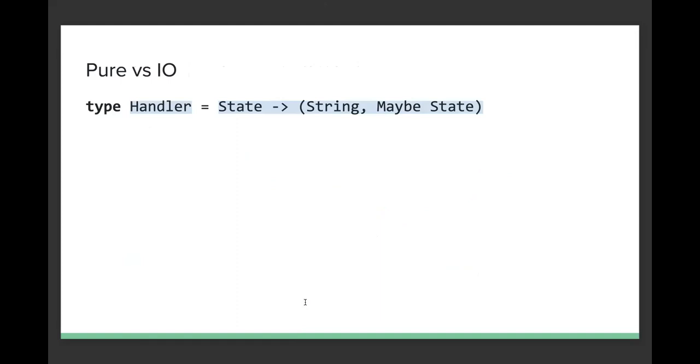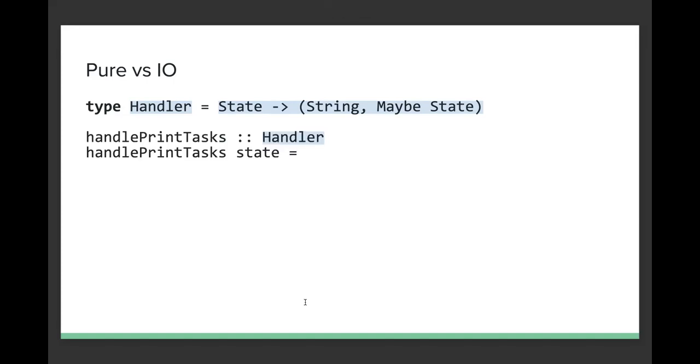So we start with this type. Handler is defined as a function that takes the current state and then returns two things. First, it returns whatever we would like to say to the user. And the second thing is maybe state. Now here, if we return state, then it would mean that we just update the state and move on. If we return nothing, that would mean that we would like to stop the program and not do any recursive calls. Does this make sense?